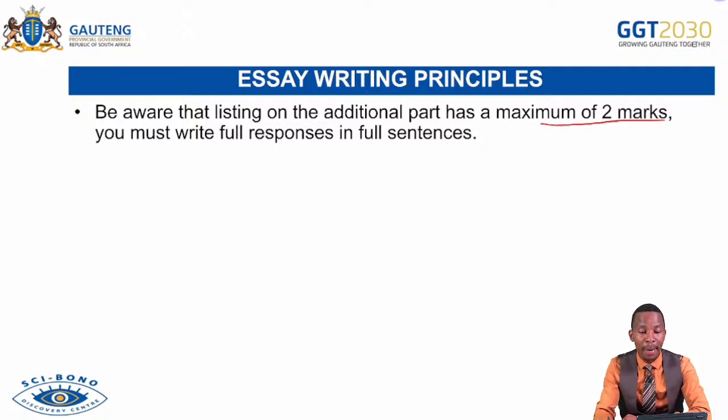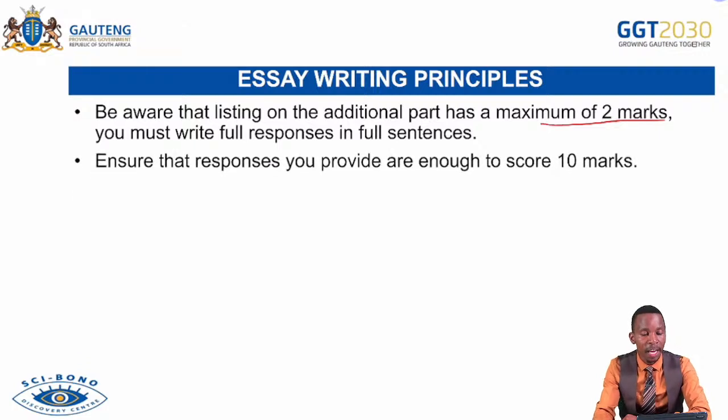You need to mainly do what? To discuss or write in full sentences in your responses. Ensure that the responses you provide are enough to score 10 marks. Do not provide fewer responses. Rather, provide extra responses. If each response is 2 marks, you can provide more than 5 answers in full sentences in order to acquire full marks in your additional part.